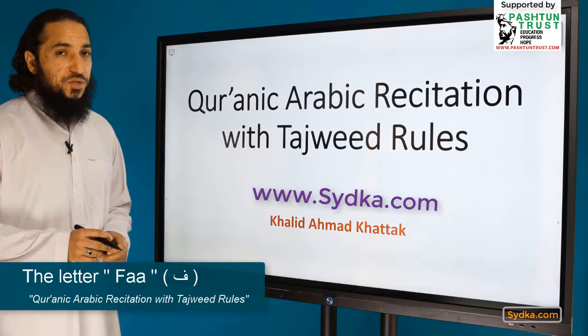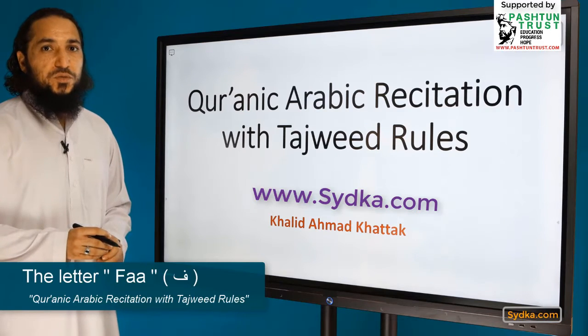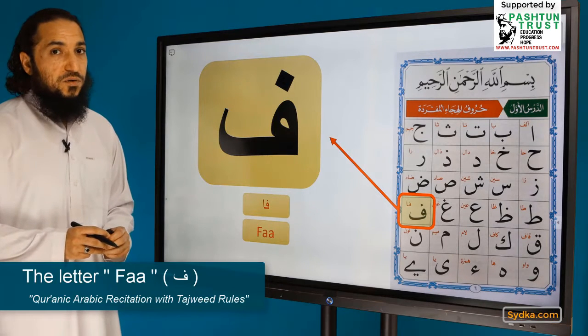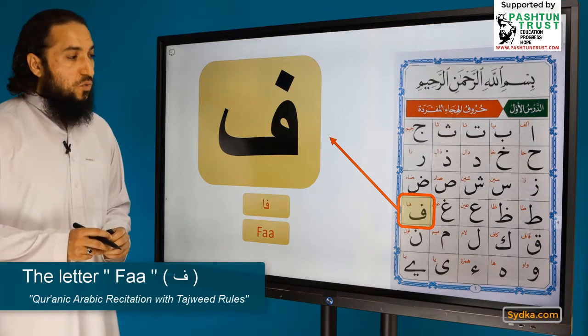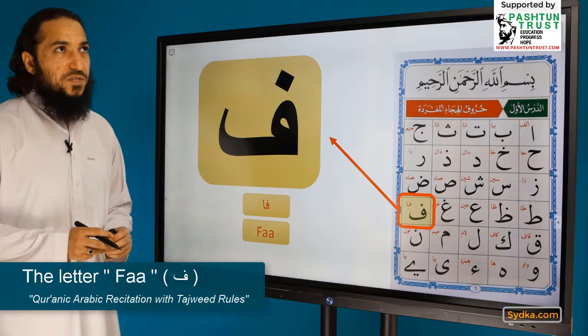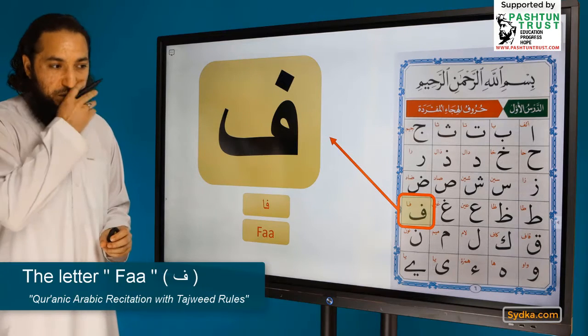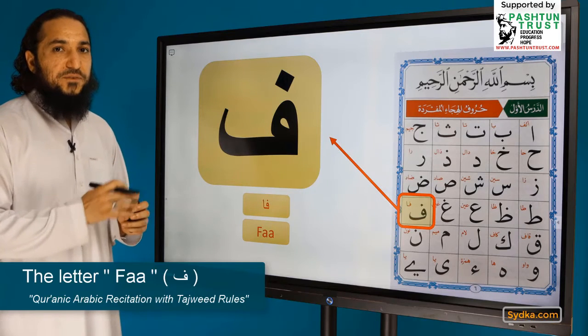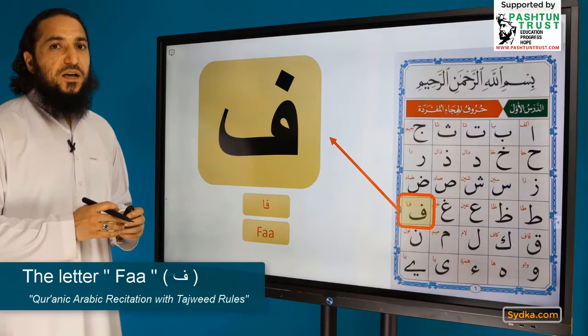Welcome back to another session of Quranic Arabic Recitation with Tajweed Rules. In this session, we will be studying another letter of the Arabic alphabet. It is called Fa. It is pronounced as Fa, and the sound is F. F. Fa. F.